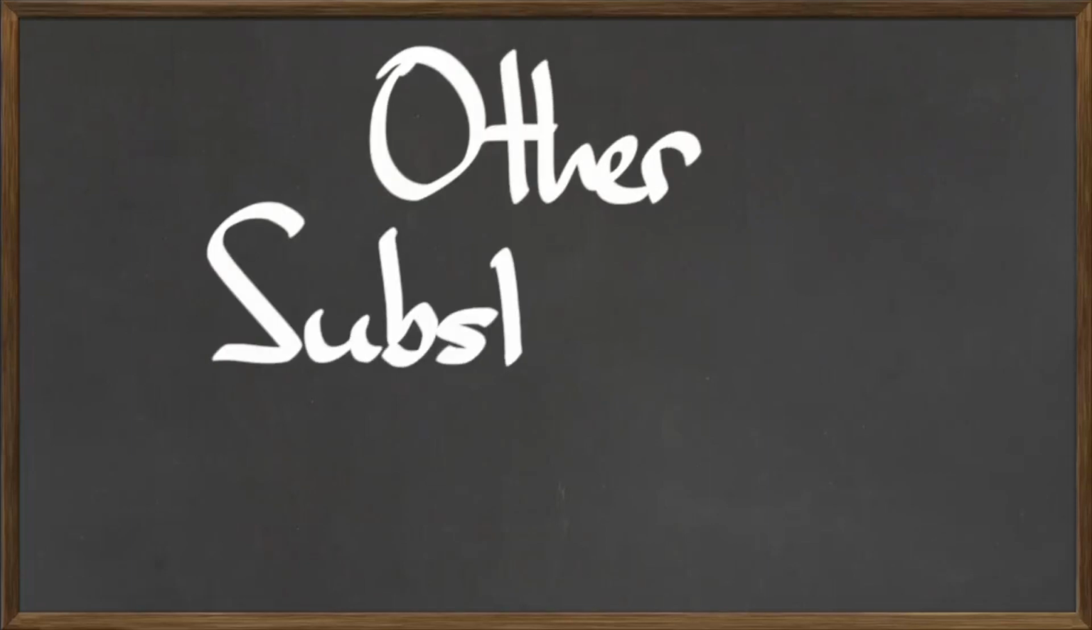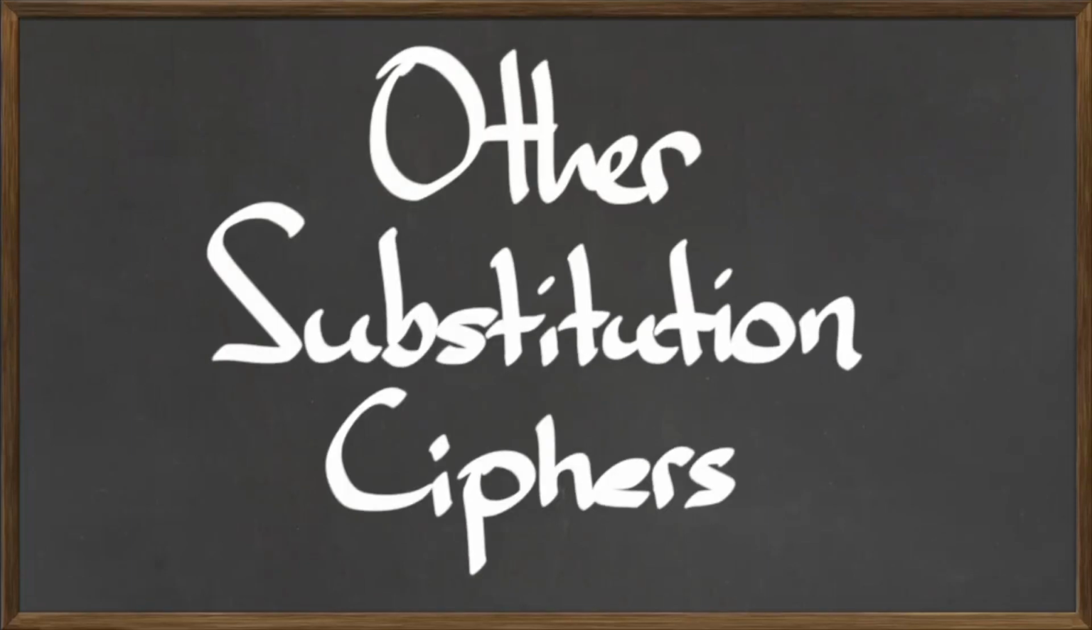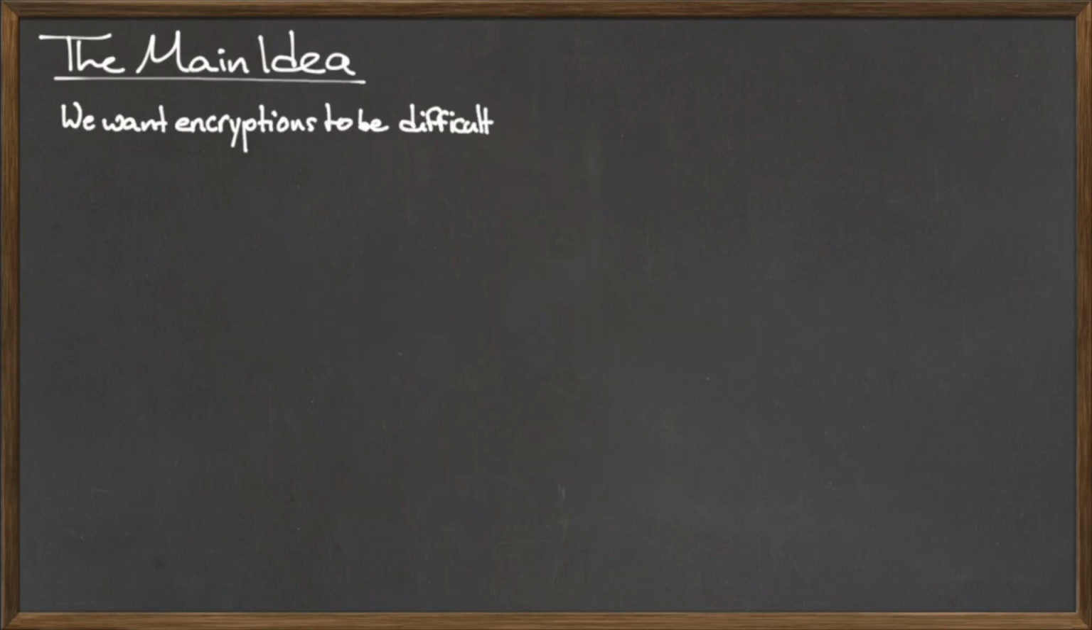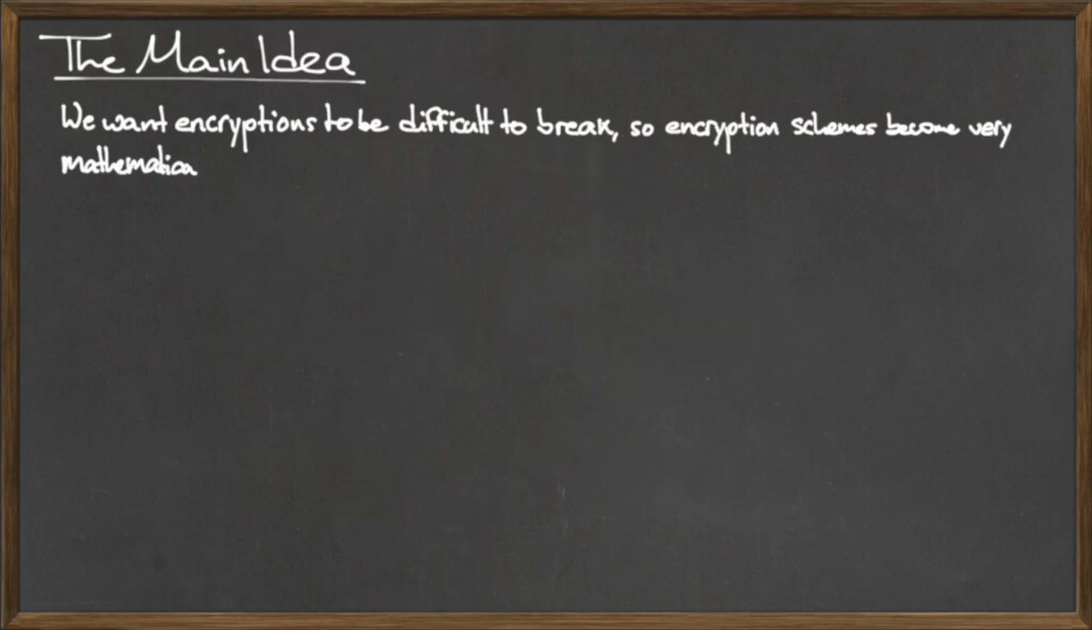In this video, we will take a look at other substitution ciphers. The main idea behind sending encrypted messages is so that third parties cannot read the contents of those messages. So, naturally, we want encryptions to be difficult to break by third parties.